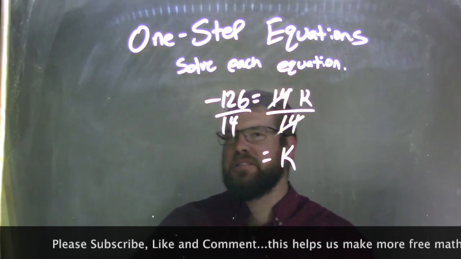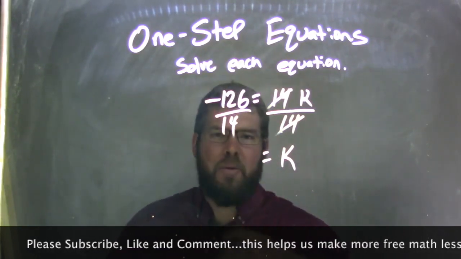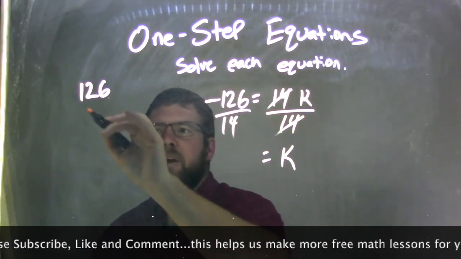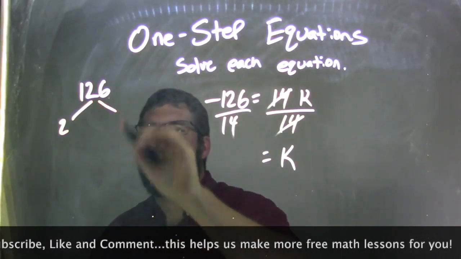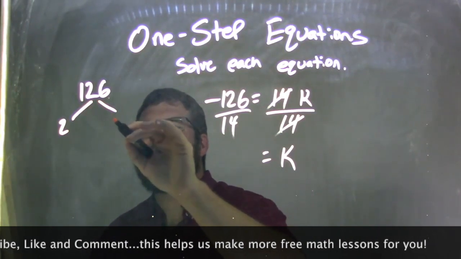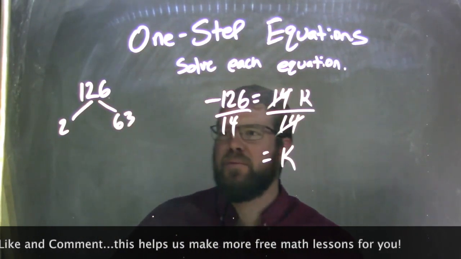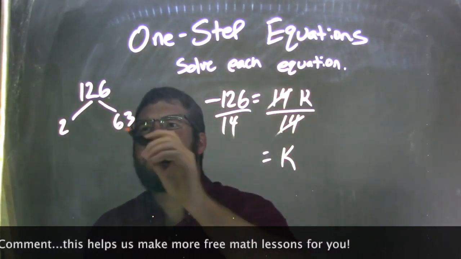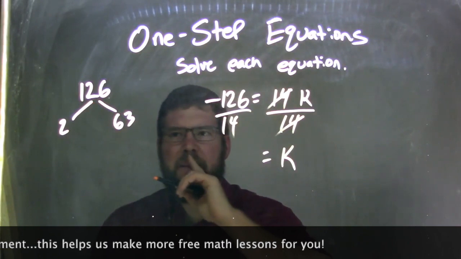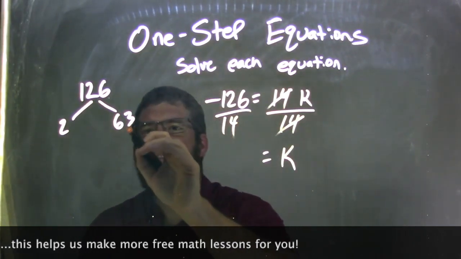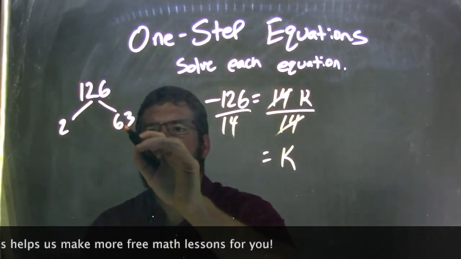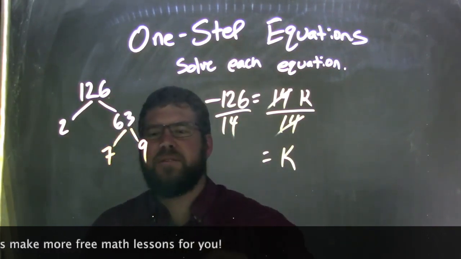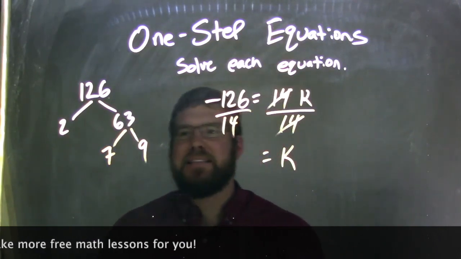Well, I like to break down each number into its prime factorization. For 126, I'll just worry about the positive right now. I know 2 goes into it, definitely. 2 goes into 126 63 times. Is that right? Yeah, 6 and 3, okay, 63. Doesn't 7 go into 63 too? 7 goes into 63 9 times, right? 7 times 9 is 63. And I'm actually going to stop here.